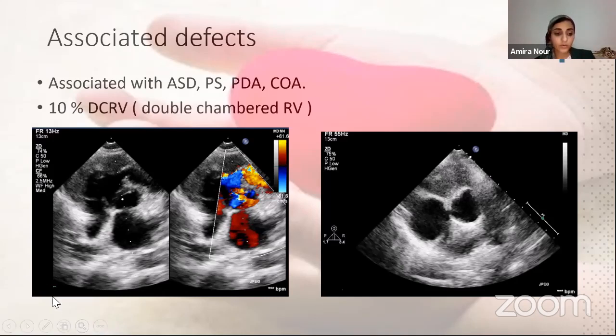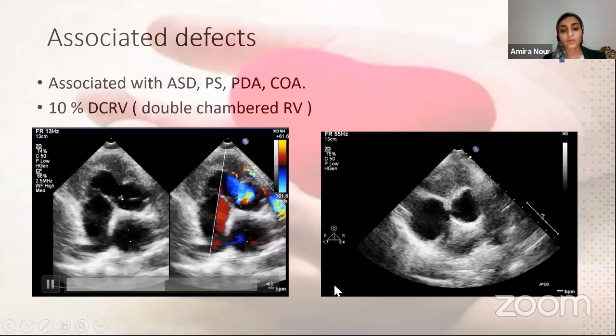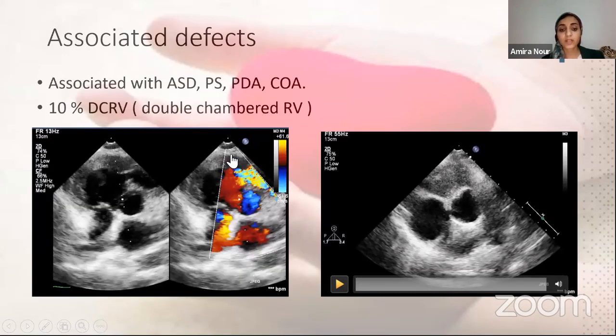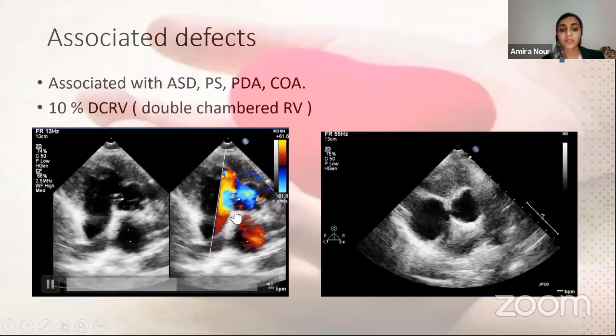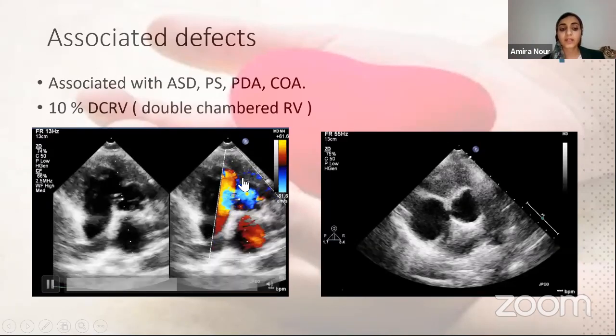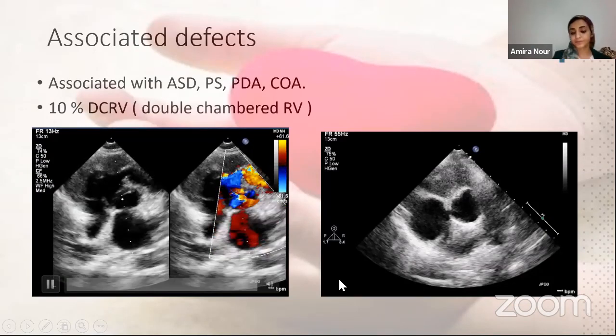And here these two, this modified suprasternal, this modified short axis view can show us here that there is a perimembranous subaortic VSD, and here there is a color flow aliasing across a second hypertrophied muscle band, and here is the pulmonary valve.